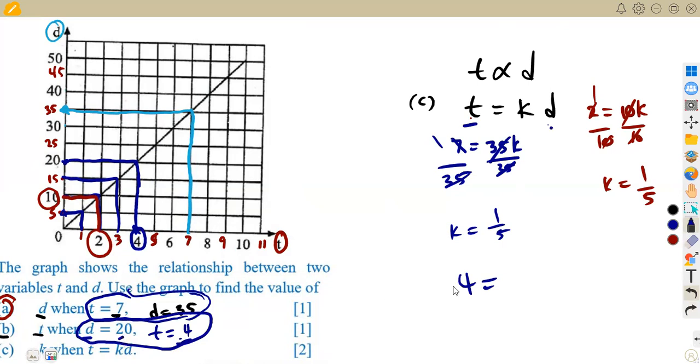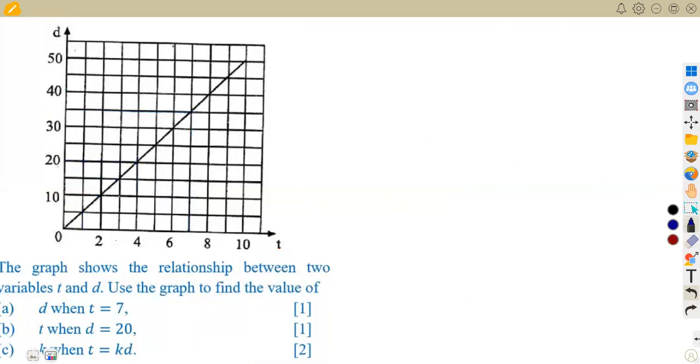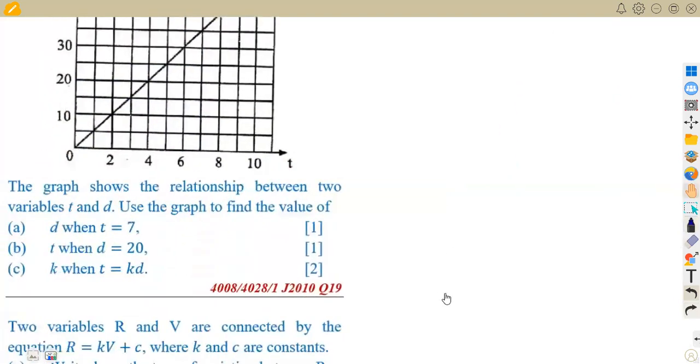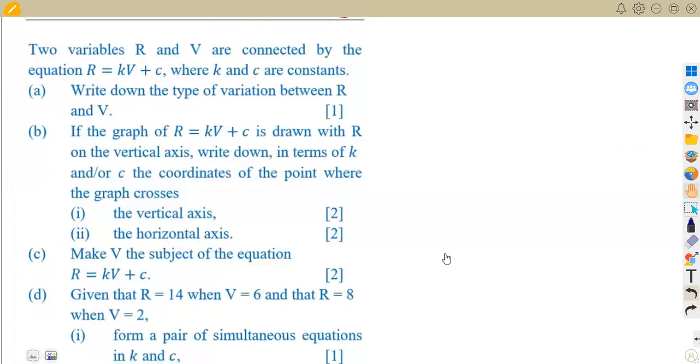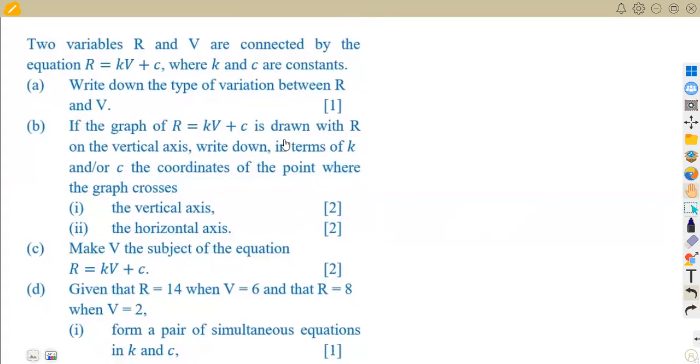D is 20, so it's going to be 20k. To find d, divide by 20, divide by 20. So as you can see, we are obtaining the same answer throughout, which is 1/5. So that is how we can play around with this typical condition that we have. It's all about us working or revising more questions so that we can properly understand the concept.